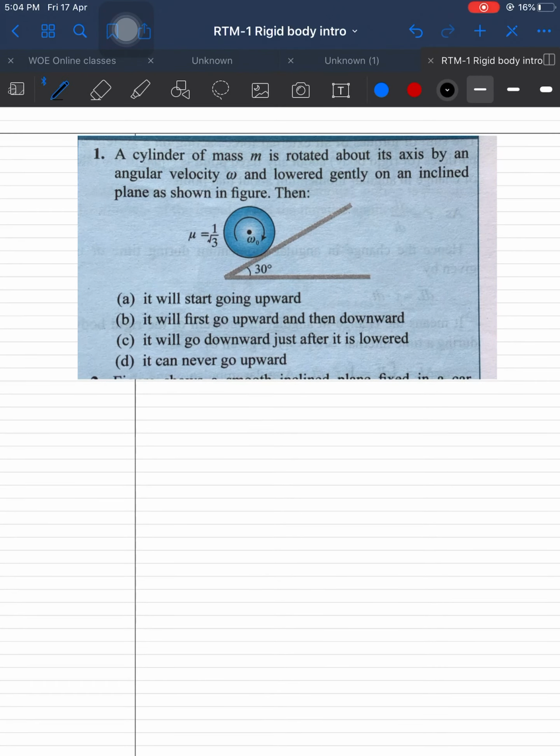A cylinder of mass m rotating about an axis with angular velocity omega is lowered gently onto an inclined plane as shown in the figure. Then will it start going upward? So what will happen? If we release it at the last point, we should know the direction of friction. The tendency of the body, V is equal to R omega naught, will be in the downward direction. Carefully, the body tendency is to go down, so friction will act in the upward direction.